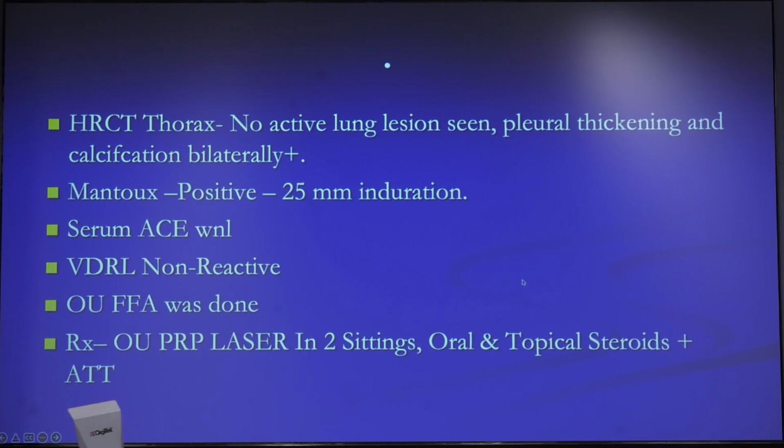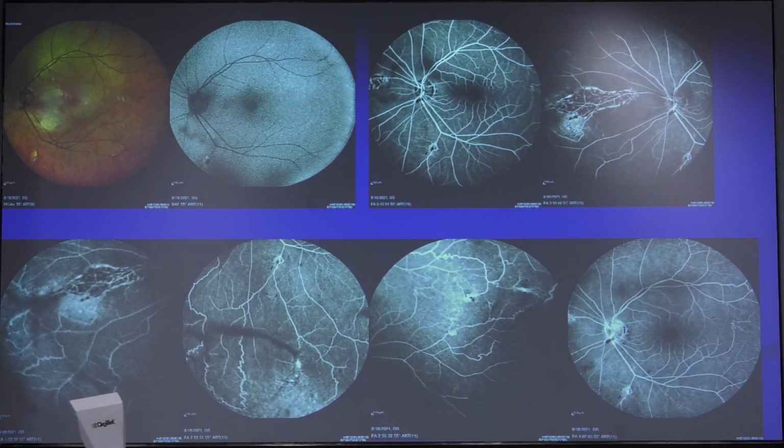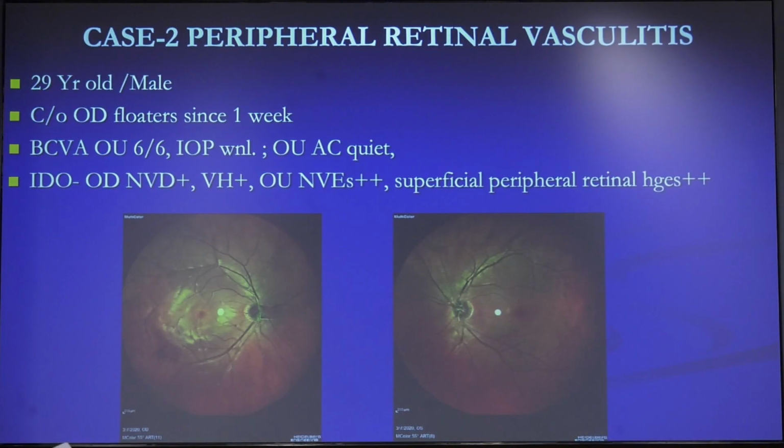On HRCT thorax, there was no active lung lesion; pleural thickening and calcification was present. The Mantoux was 25 millimeters. ACE was normal, VDRL was non-reactive. Both eyes underwent PRP laser, under oral and topical steroids and ATT cover. So this is how it looked at presentation.